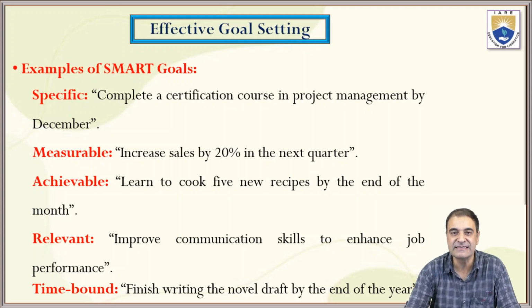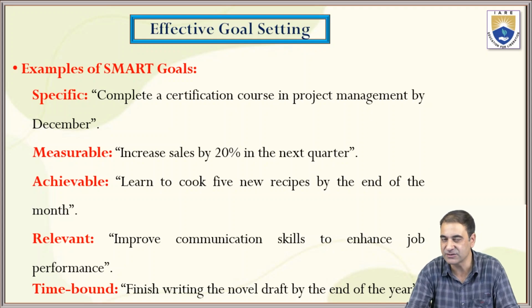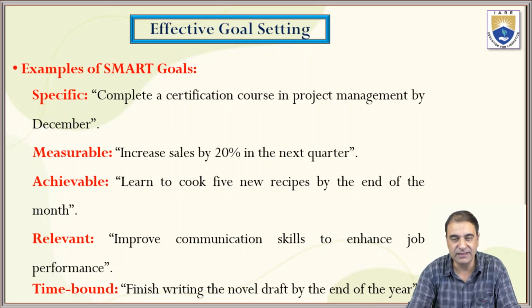Here are the different examples of SMART goals. For the first one, the specific: complete a certification course in project management by December. It's the specific one. Measurable, for example, increase sales by 20% in the next quarter. It's measurable, we can measure it. And the next one, achievable, like learn to cook 5 new recipes by the end of the month. It's something which we can achieve.